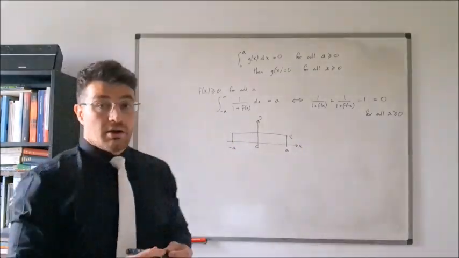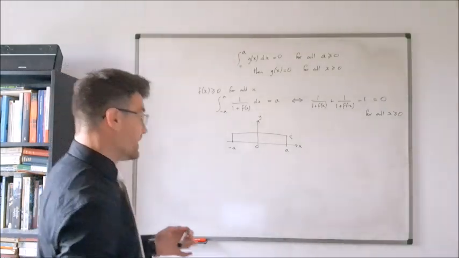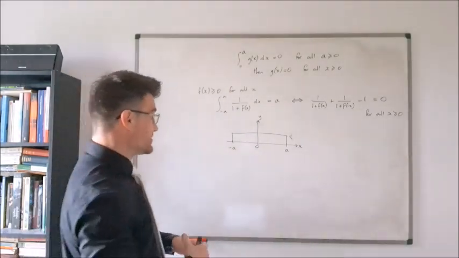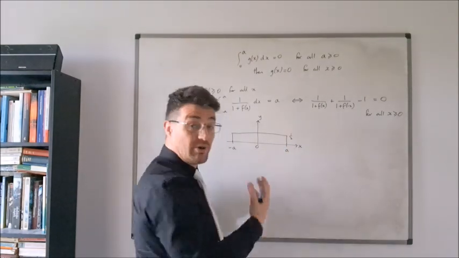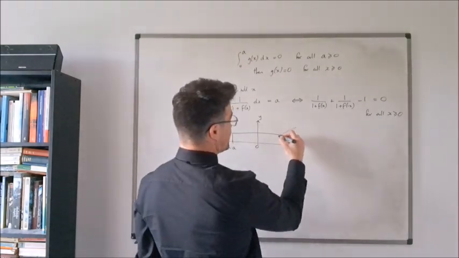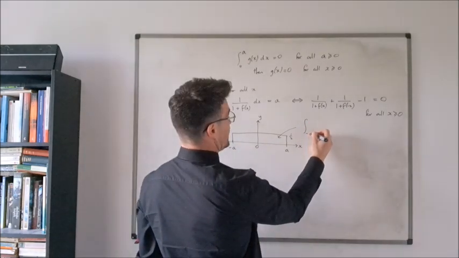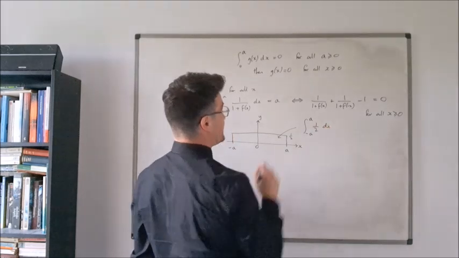Okay, why was this potentially useful? Well, it took me a couple of minutes to realize why this was going to be useful, but it turns out that it's very obvious, actually. This area can be expressed as the integral from minus a to a of a half dx.